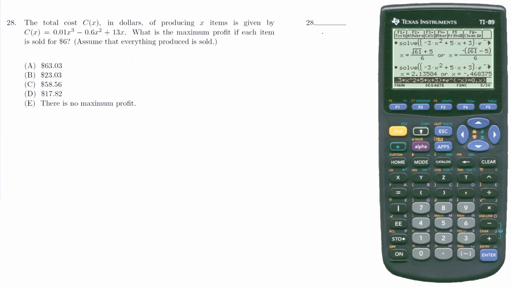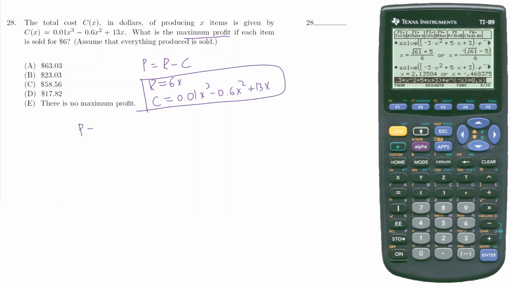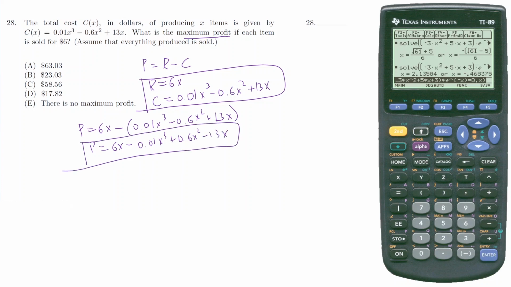Next, the total cost was the maximum profit. So whenever possible, write stuff out. So profit equals revenue minus cost. Revenue in our situation is equal to 6x. Cost in our situation is equal to 0.01 x cubed minus 0.6x squared plus 13x. What I would do immediately is write out the profit function. So profit equals 6x minus. I do not want to put brackets in my calculator if I can avoid them. So let me just write this out here on a piece of paper. Then p is equal to 6x minus 0.01x cubed plus 0.6x squared minus 13x. That is my profit function. I do not need to simplify it.